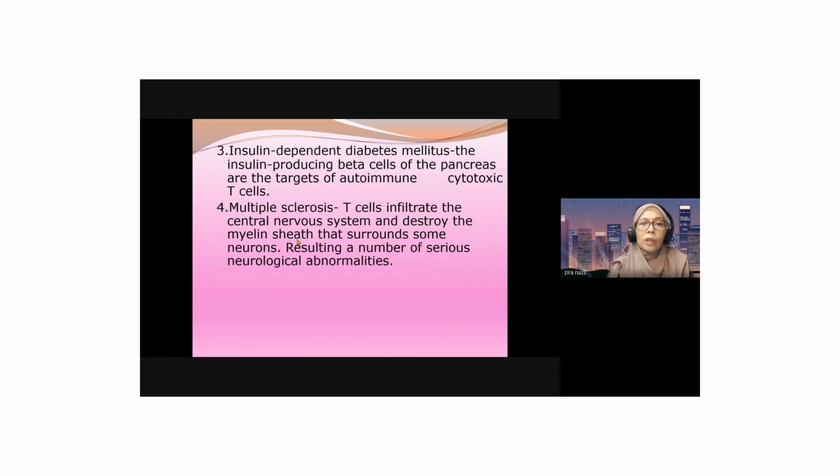But in multiple sclerosis, the T helper cells, for example, infiltrate the CNS and destroy that myelin sheath. When the myelin sheath is destroyed, it changes from saltatory conduction to continuous conduction. And then, of course, it affects the speed of impulse transmission. It becomes slower compared with saltatory conduction. It then results in a number of serious neurological abnormalities. That's multiple sclerosis.